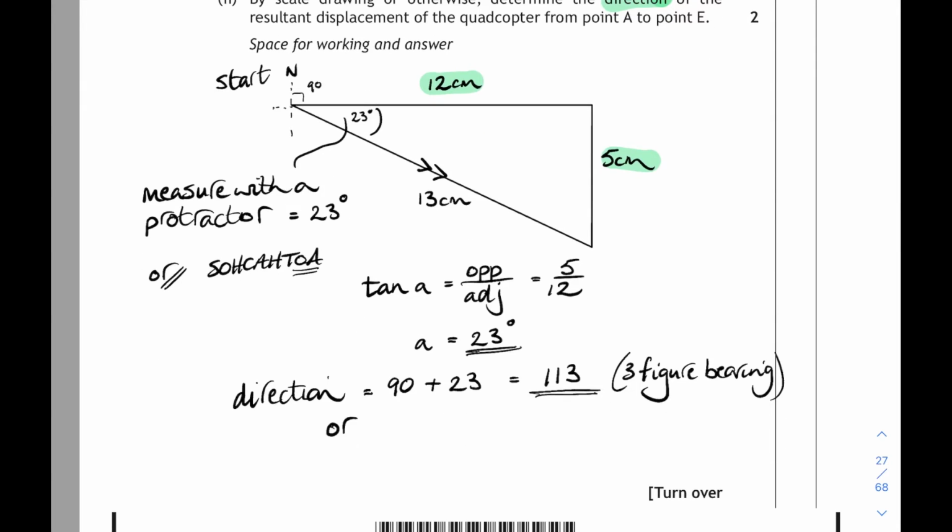Or you could also say it's 23 degrees south of east. That's a bit more clunky to say, and you need to know your compass points for that. So either of them would be acceptable, but directions are important. And make sure you state your direction relative to some point, usually north.